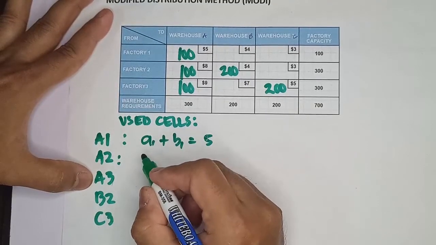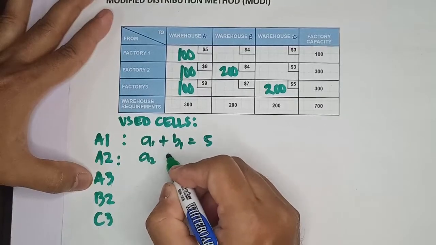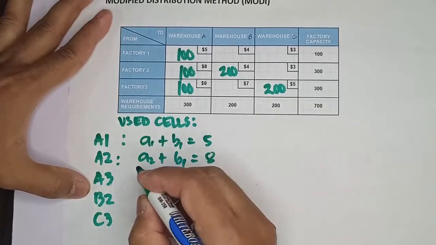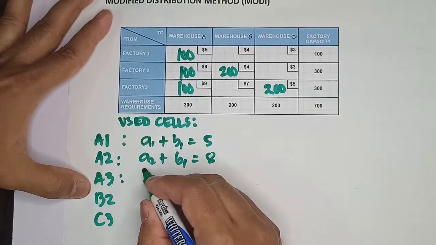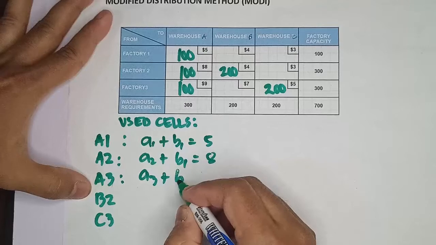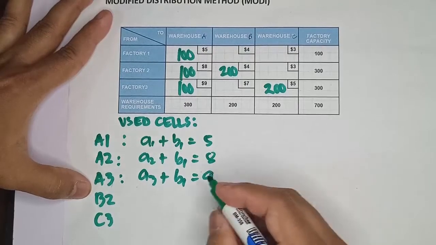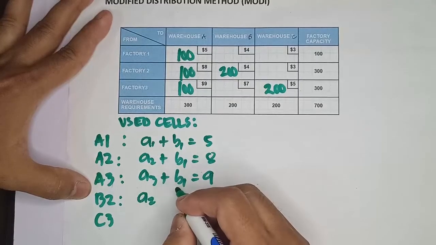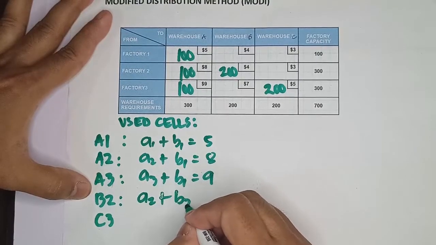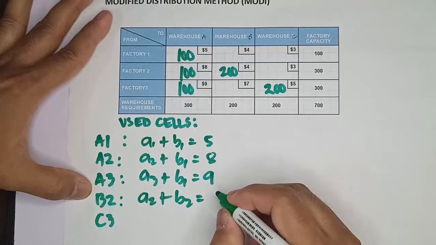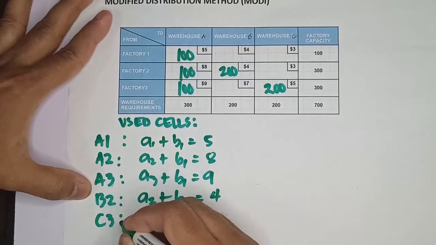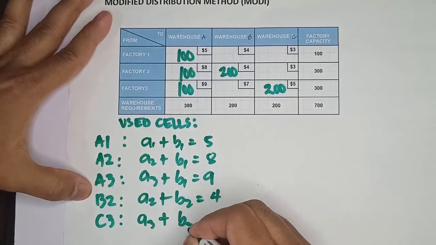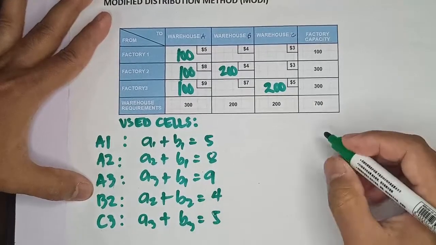Equation for A2, A2 plus B1 equals 8. Equation for A3, A3 plus B1 equals 9. The equation for B2 is A2 plus B2 equal to 4. And the equation for C3 is A3 plus B3 equal to 5.